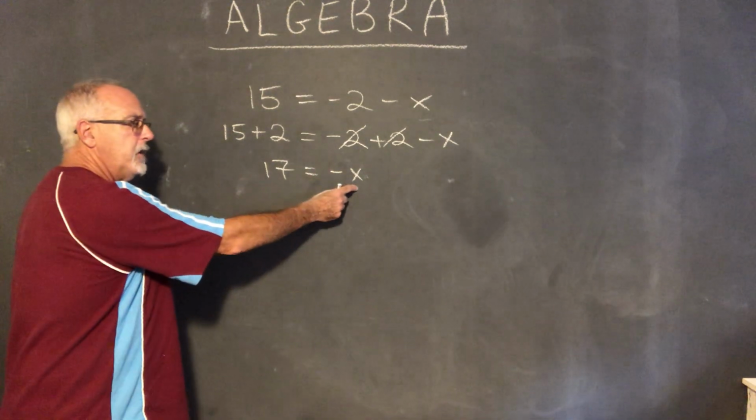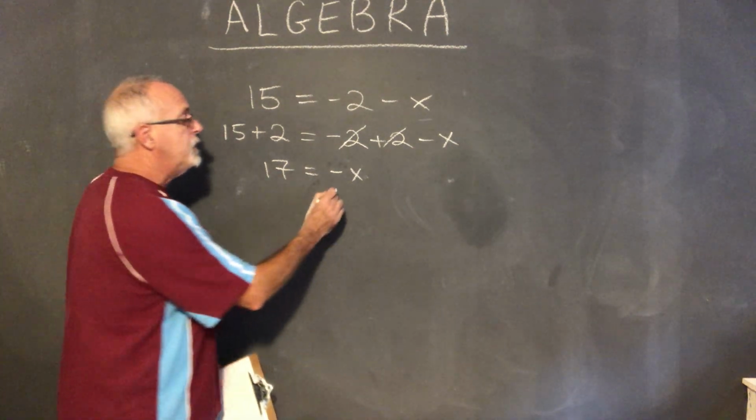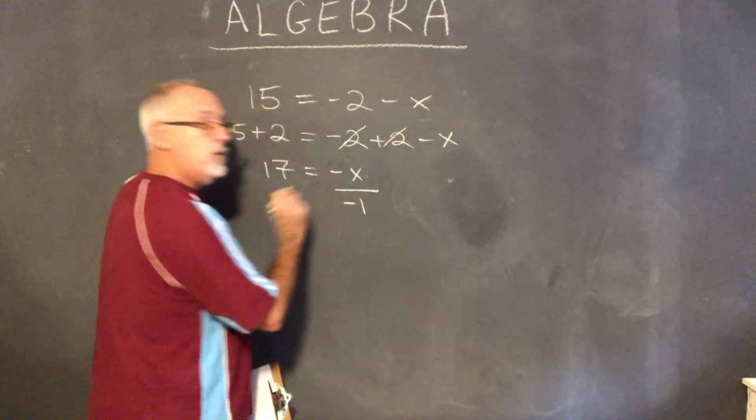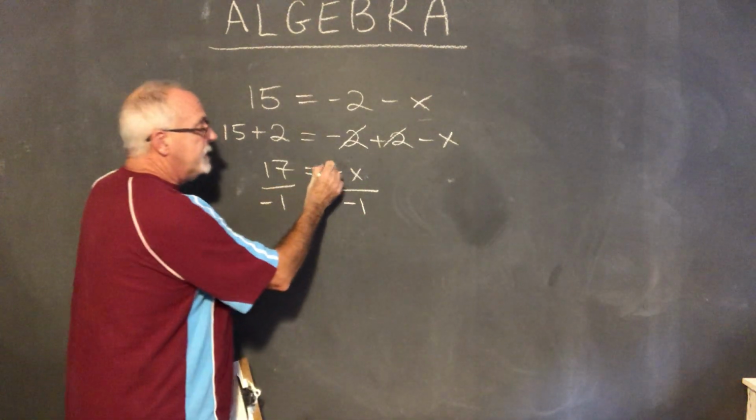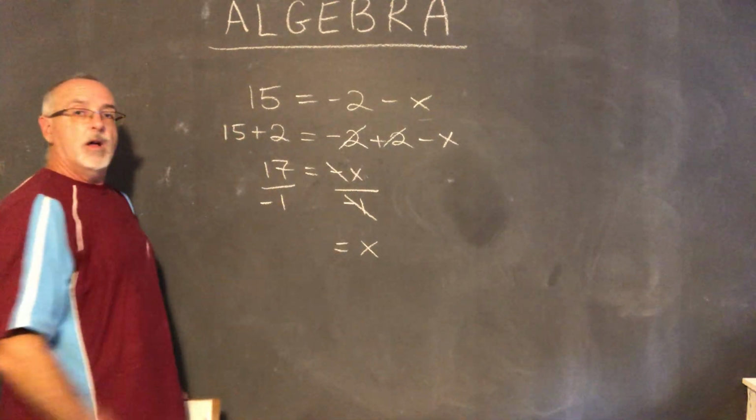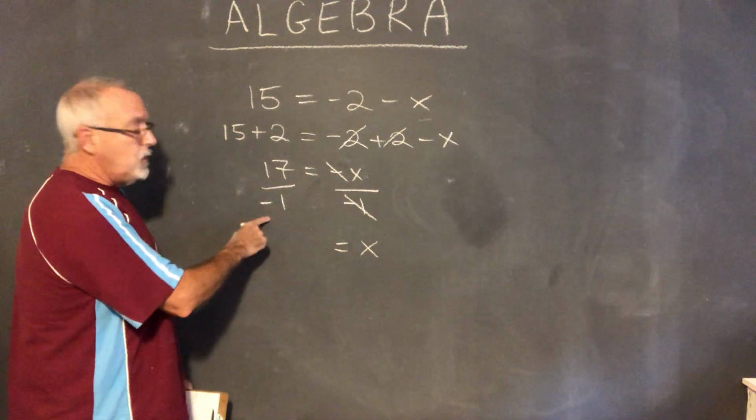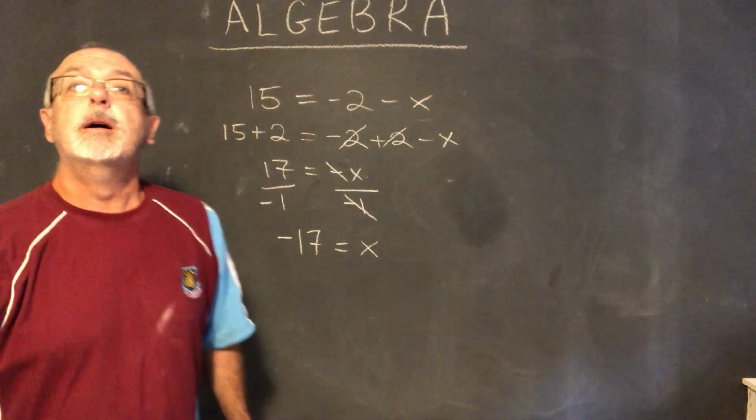So if I multiply my x by a negative 1 and I want to get rid of that negative 1, I do the opposite of multiplication. I divide by negative 1. But I have to divide both sides by negative 1. These cancel. My x is now isolated. It's on the right side and I don't care. And it's equal to, 17 divided by negative 1 is negative 17.